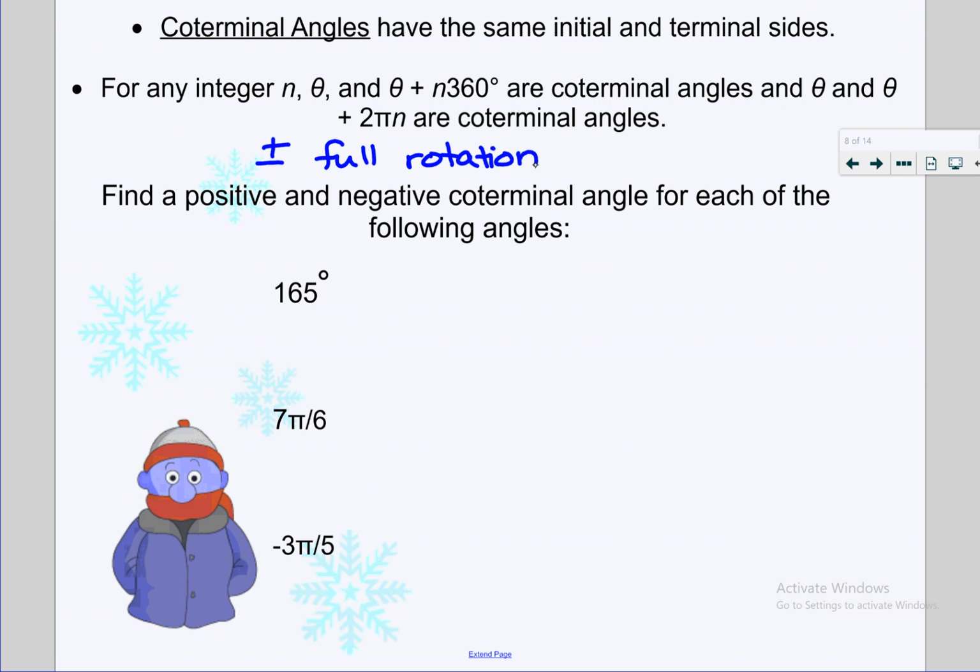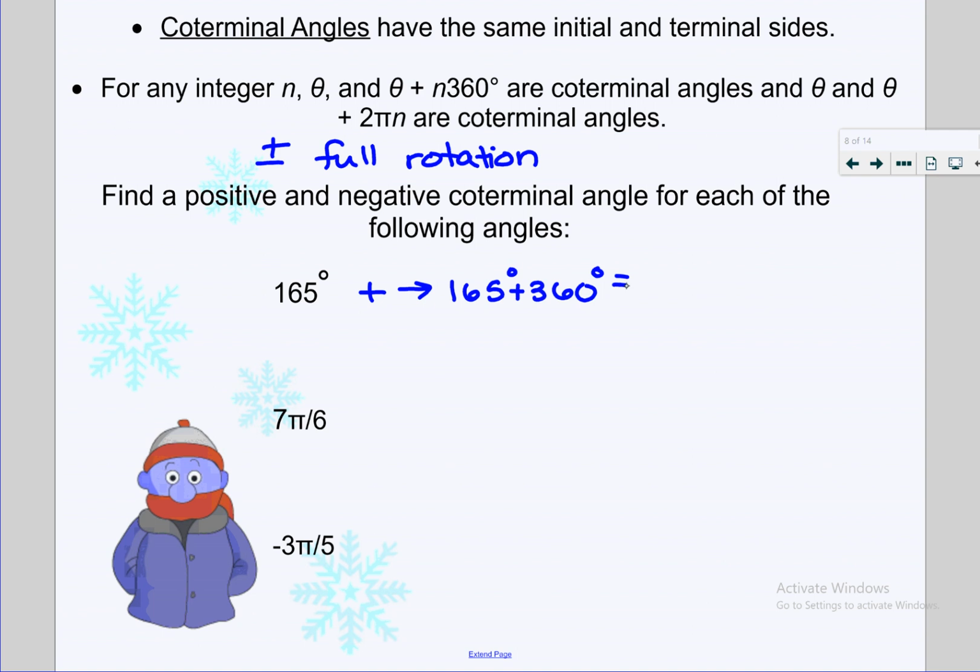Okay? All right. So next problem says find a positive and negative coterminal angle for the following angles. The first problem is in degrees. So I'm going to do everything in degrees. To get a positive angle, I'm going to do 165 plus 360. That's it.